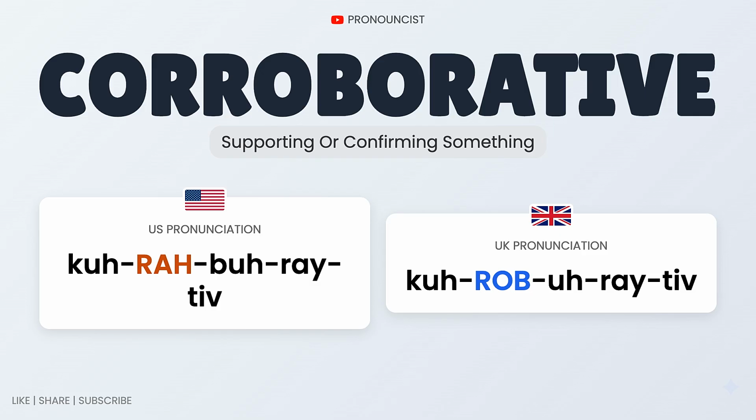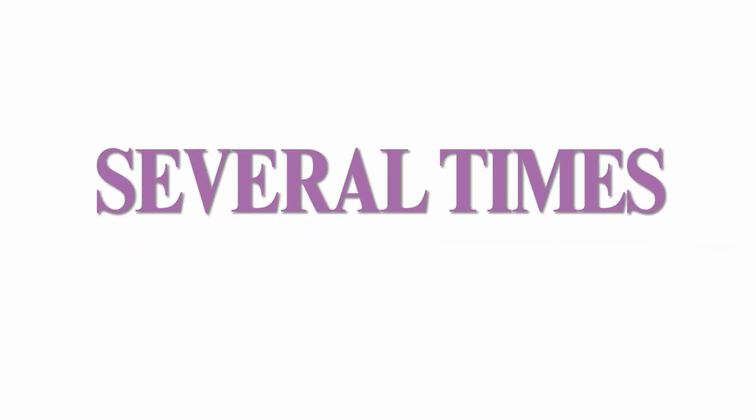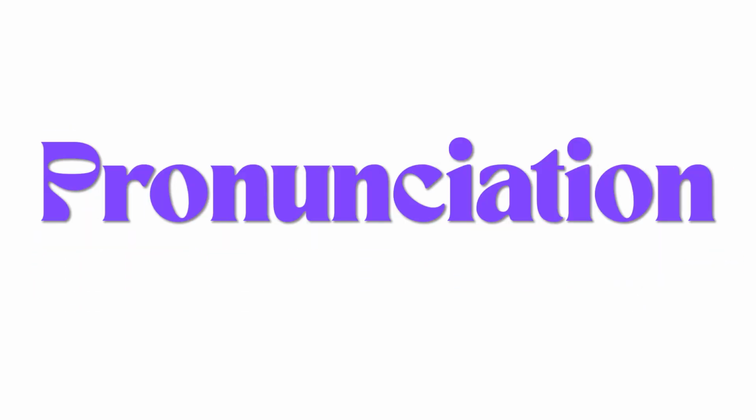Corroborative. Practice repeatedly and you'll soon be able to say this word perfectly. The best way to practice is to repeat the syllable multiple times. The meaning of the word is supporting or confirming something. Try repeating this word several times to improve your pronunciation.